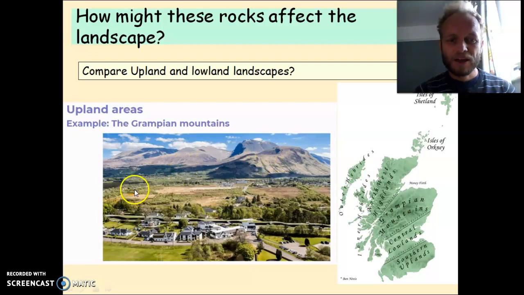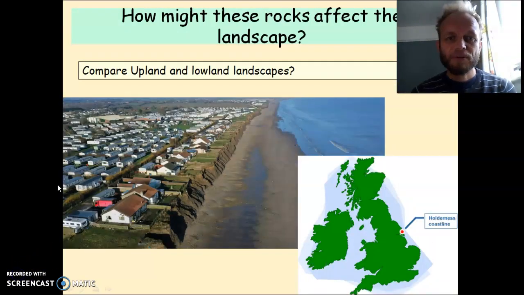And then also that might lead to the types of settlements that we get. Yes, we've got some settlements at the bottom of the valley here, but in our upland areas very few settlements. It's more difficult for people to build in than it is in our lowland areas. So now you're going to make a comparison with your lowland area and think about how this is different. You should be able to pick out some key differences between upland and lowland landscapes based on what I mentioned just earlier.